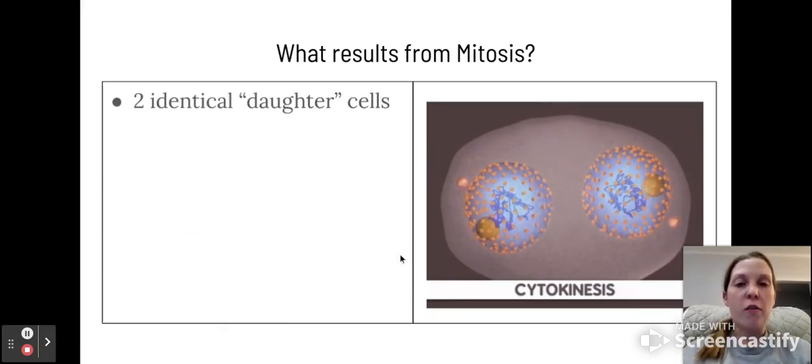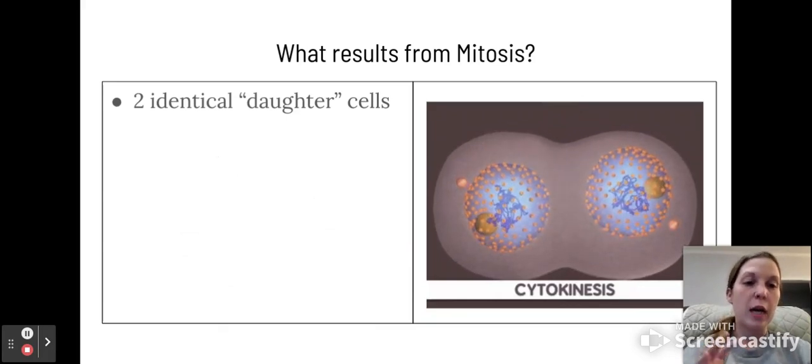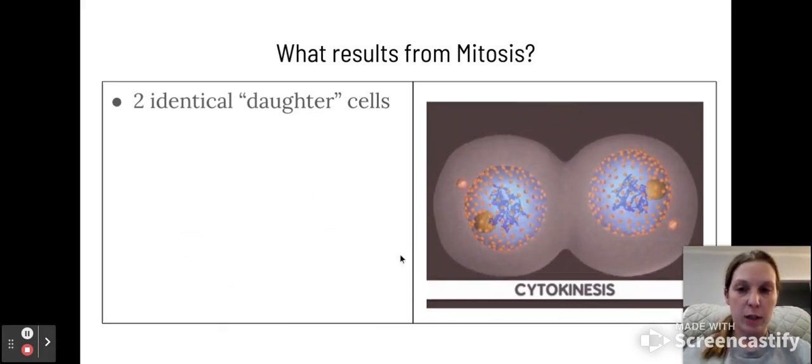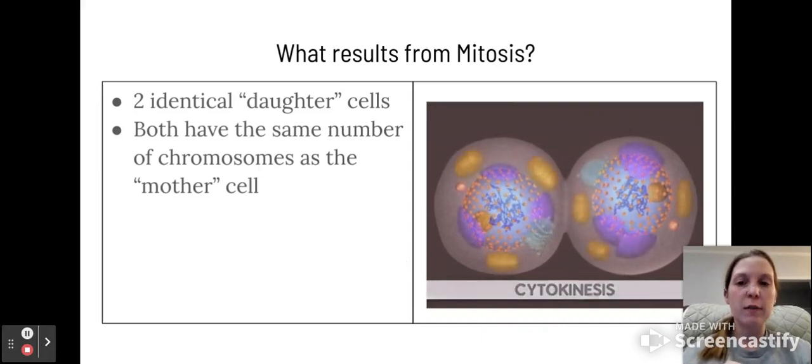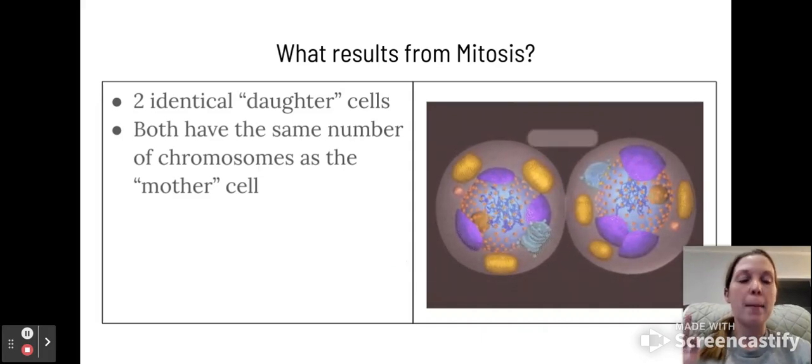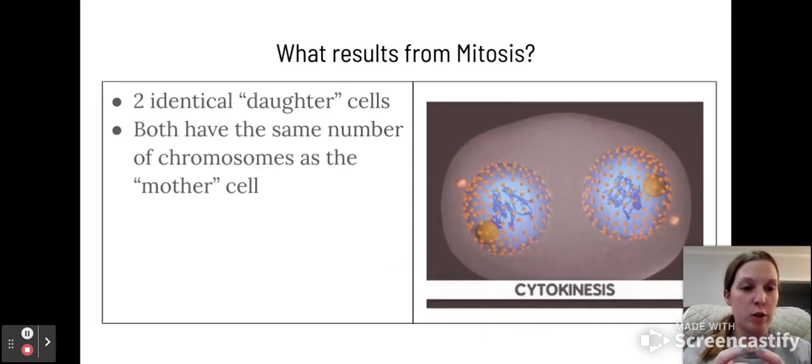So our results for mitosis, you should have two identical daughter cells. So they are carbon copies of each other. Both have the same number of chromosomes as the mother cell, which is the original one that it came from.